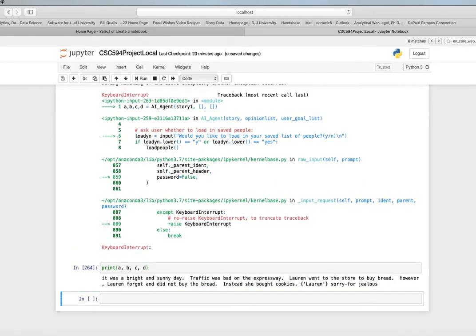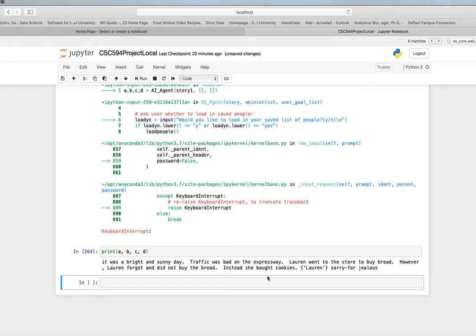Sorry, rerun that. In this case, it's essentially created a memory. It gives the story: traffic is bad, Lauren went to the store. It gives us the characters in the story, in this case just Lauren. It gives us our initial guess as to the emotion, and then it gives us the actual emotion felt by the user, and the one that should be felt by the agent.